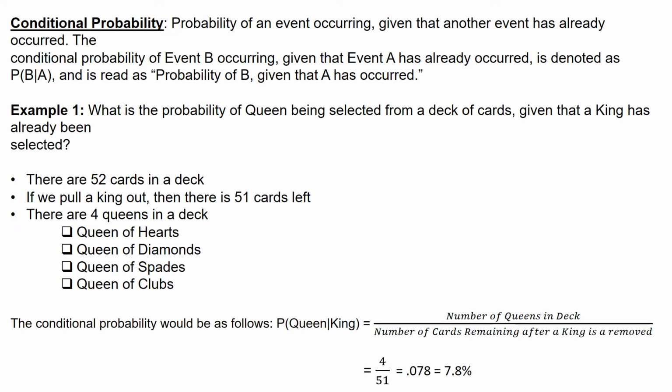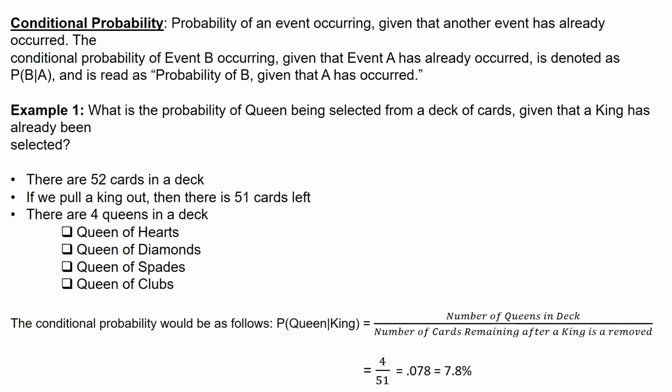For example, if we have a deck of 52 cards, which has 4 suits, hearts, spades, clubs, and diamonds, each with 13 cards: ace, 2, 3, 4, 5, 6, 7, 8, 9, 10, jack, king, queen. So there are 52 cards total. If I pull out a king, there are now 51 cards left. The probability of pulling out a king is 4 out of 52. But what if I leave the king out and then pull out a queen?